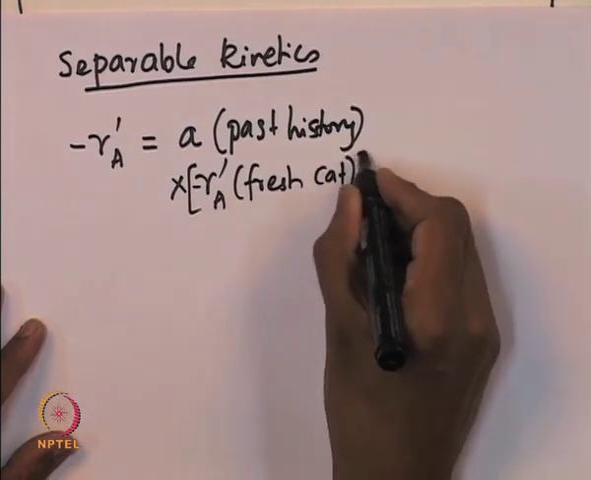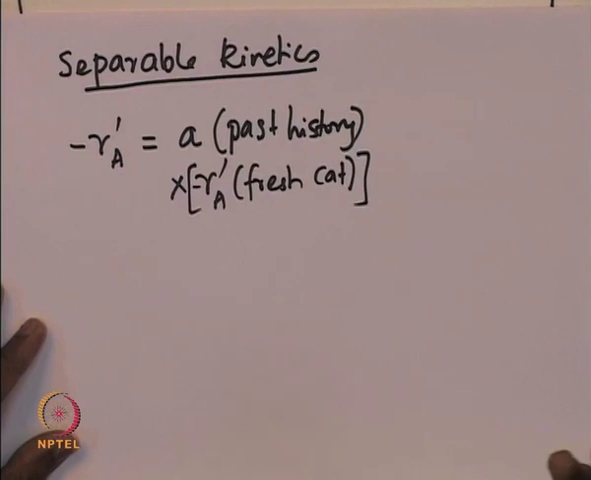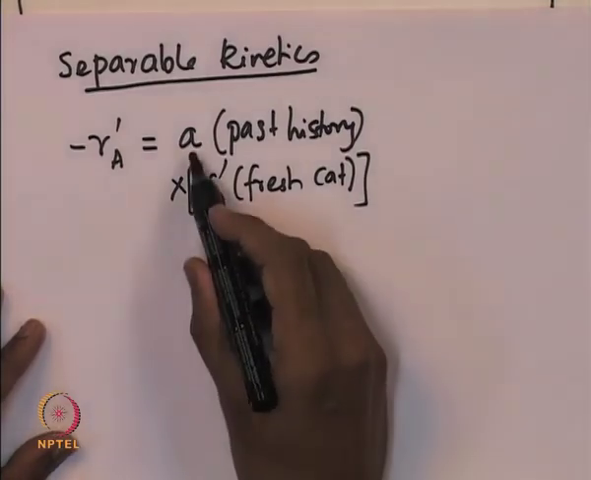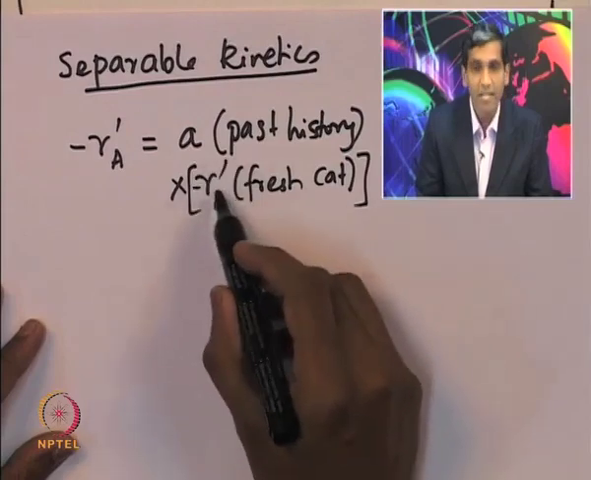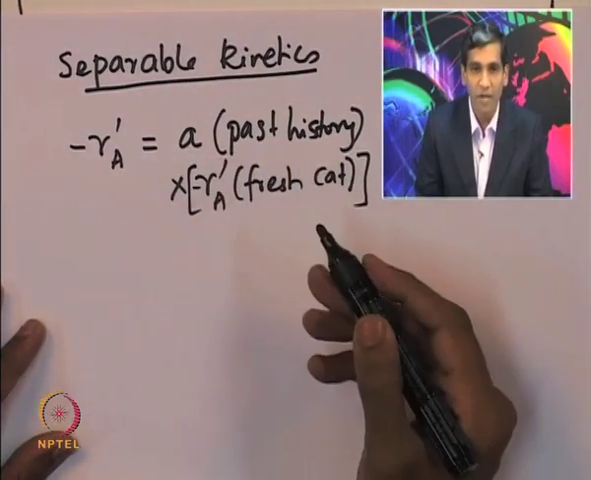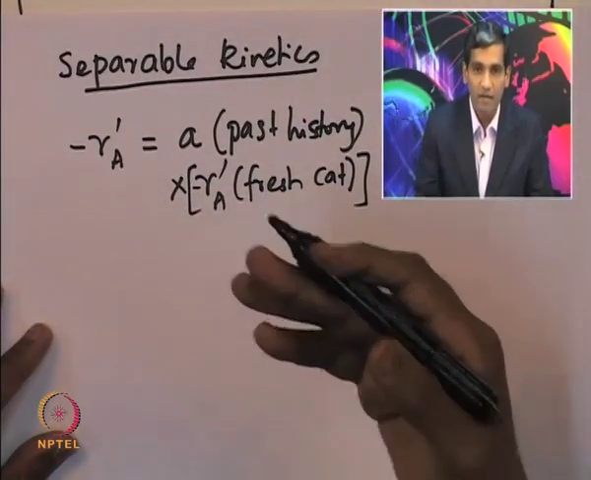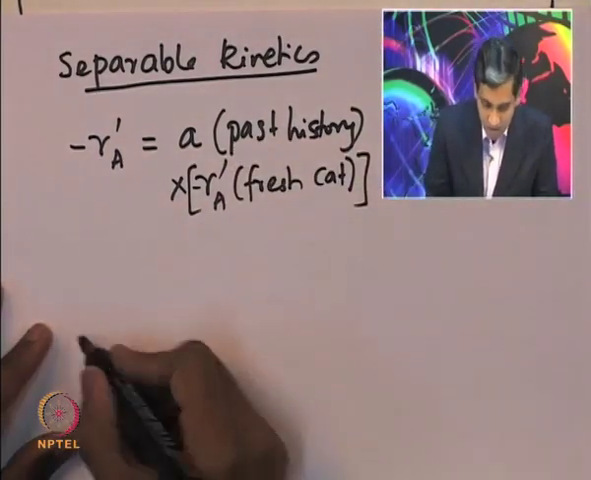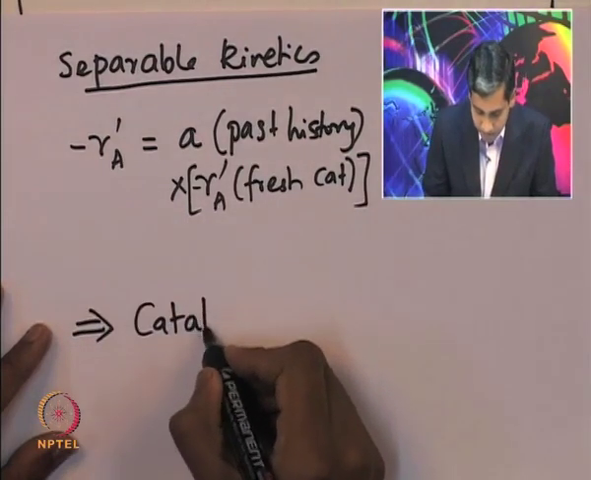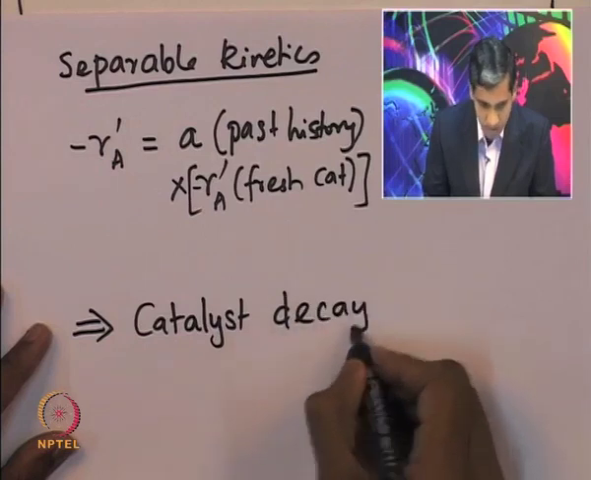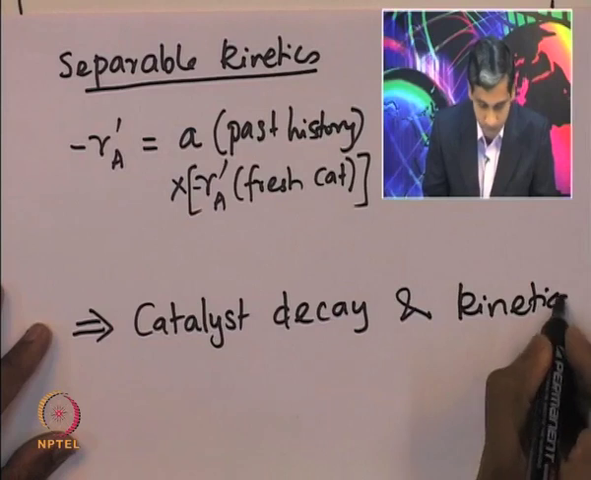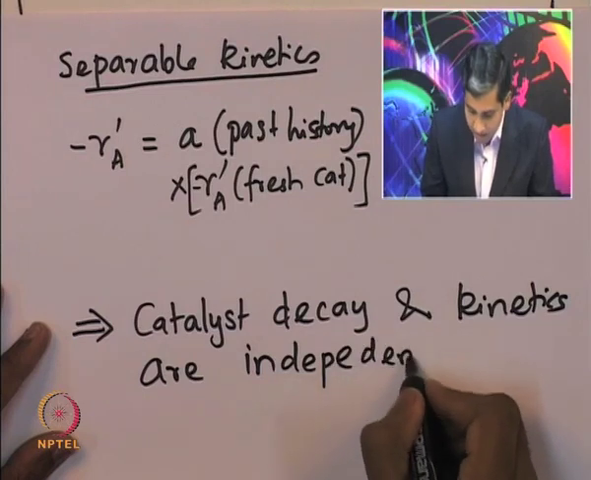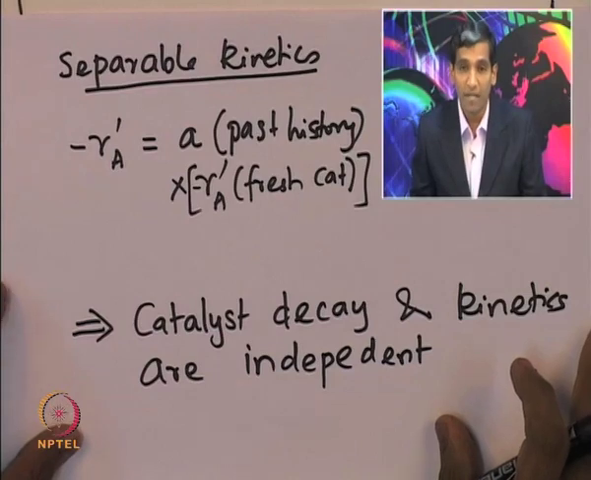That means that the deactivation kinetics and the actual kinetics of the catalytic reaction can be looked at separately and independently, and so the activity is only a function of the past history, and that scaled with the reaction rate if it were a fresh catalyst is what gives the reaction rate at a particular level at which the deactivation has occurred. So, in this model of separable kinetics, the catalyst decay and the kinetics of the catalytic reaction are independent.